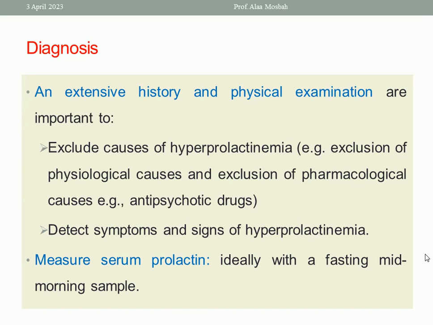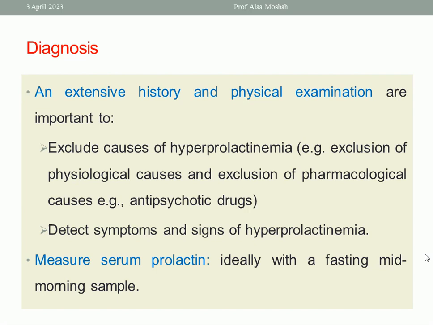Also, detect symptoms and signs of hyperprolactinemia, as we mentioned before, like amenorrhea or oligomenorrhea, or menorrhagia, or inability to conceive, or bone aches, or vaginal dryness and painful intercourse. All symptoms and signs of hyperprolactinemia should be excluded during history and the physical examination, or proved if present, okay? And definite etiology could also be identified during history and the physical examination, okay? Definite etiology for hyperprolactinemia.